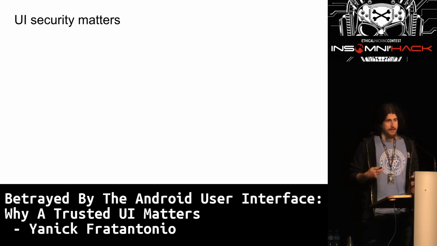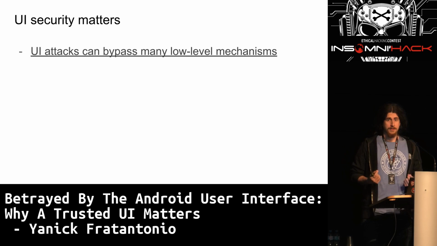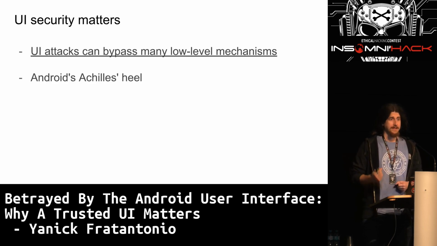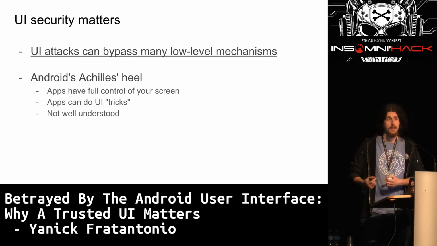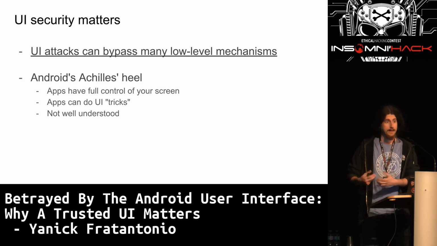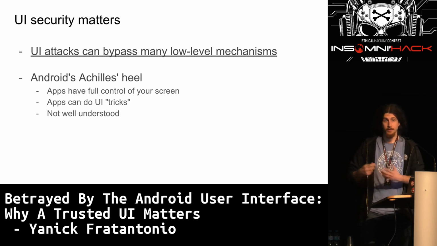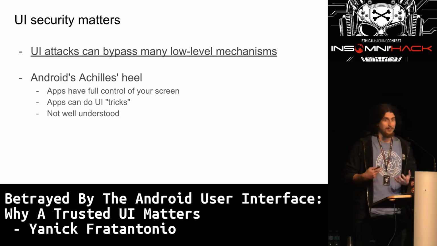Now, on the point of UI security matters, what I'm going to show you is that some of these UI bugs and problems can bypass these low-level mechanisms that are now in Android. Okay, and I believe that the Android UI is the Achilles heel, in the sense that apps can have full control of the screen, they can do some tricks, and I believe these bugs are not well understood. And so, if I find a bug and I report it to Google, it's not as easy to get patched as I would expect, maybe, when I submit a buffer overflow potential problem. And I'm going to have a couple of nice stories to show that this is actually the case.